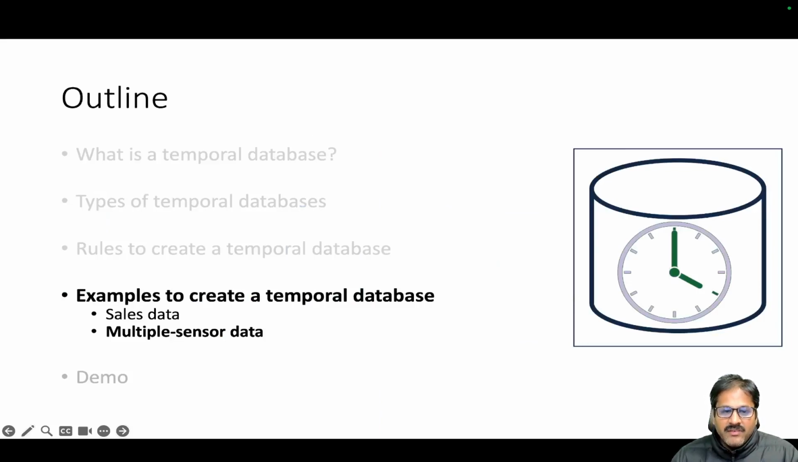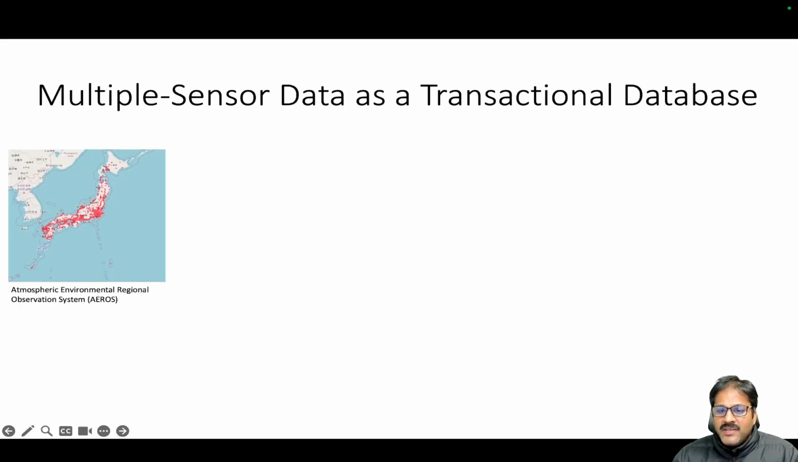So in the previous example, we have looked at non-binary data which has relative timestamps. Now we look at an application that generates non-binary data with absolute timestamps. To measure air pollution at different areas in Japan, the Ministry of Environment Japan has set up a sensor network called AEROS. The spatial locations of the sensors can be seen with the red dots on this figure.